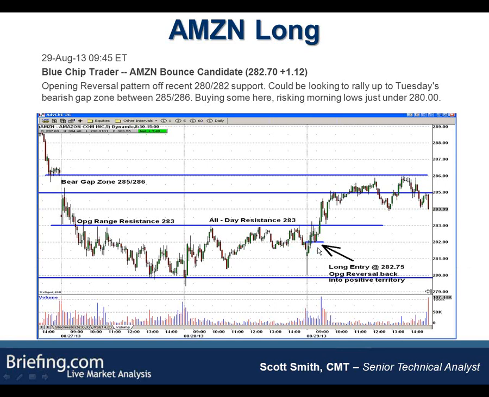That goes back to the opening reversals that I just showed you. So we got long right around here, around 282.75. And on a high-priced stock like this, you have to give it some room to run. So I was willing to risk, I think, approximately $2.50 or $3, risk under 280. So it was pretty much around the prior day's lows and the morning low. Unfortunately, we caught that around 283. It broke out here, and it ran up to almost 286 for almost a $3 gain.